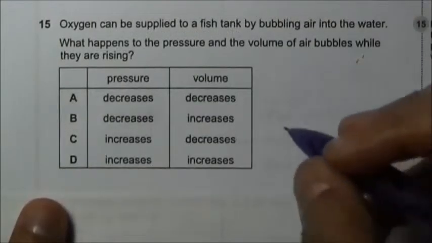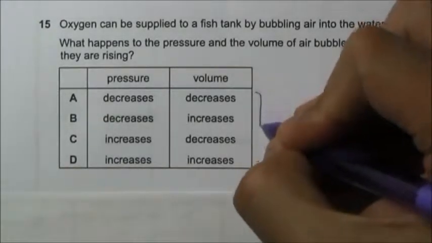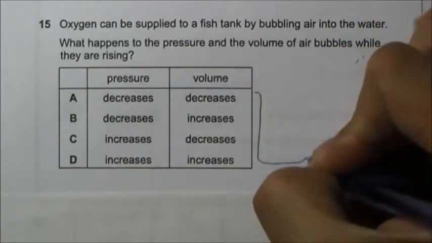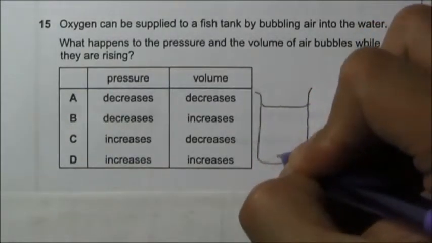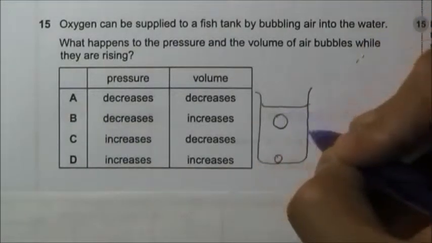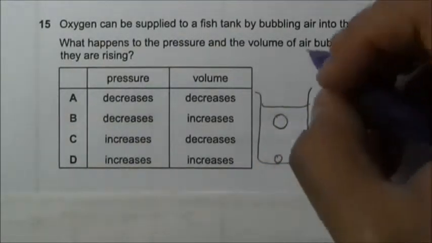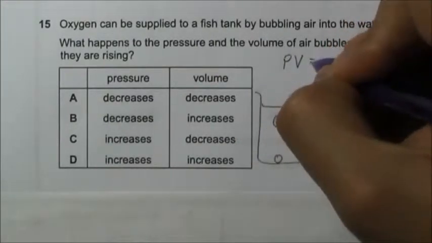Okay, for this question, we are talking about a bubble that is at different levels of a fish tank. So let us draw a fish tank. So when the bubble is at the bottom, it should look something like this, and when it rises to the top, it should look something like this. Okay, so to solve this question, you need to use Boyle's law, which is PV is equal to a constant value.